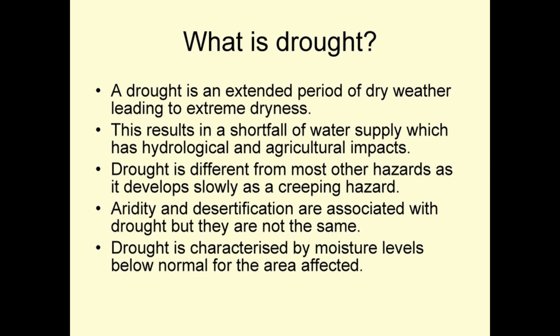Drought is characterized by moisture levels below normal for the area affected. Drought can be a big problem to our agriculture and farmers during the dry season.